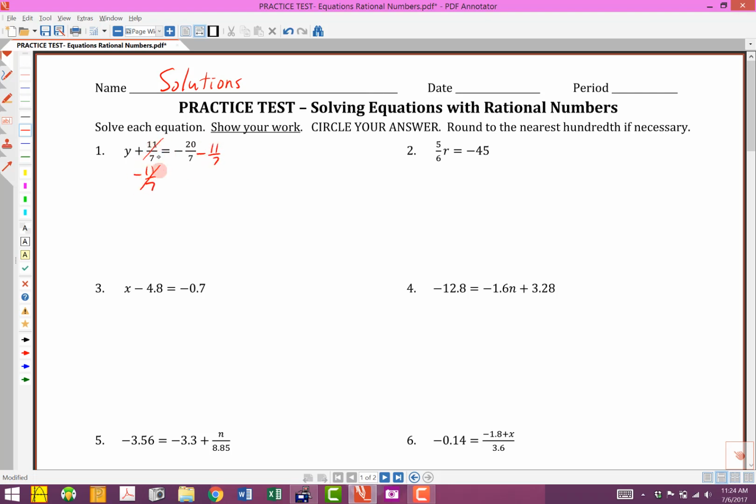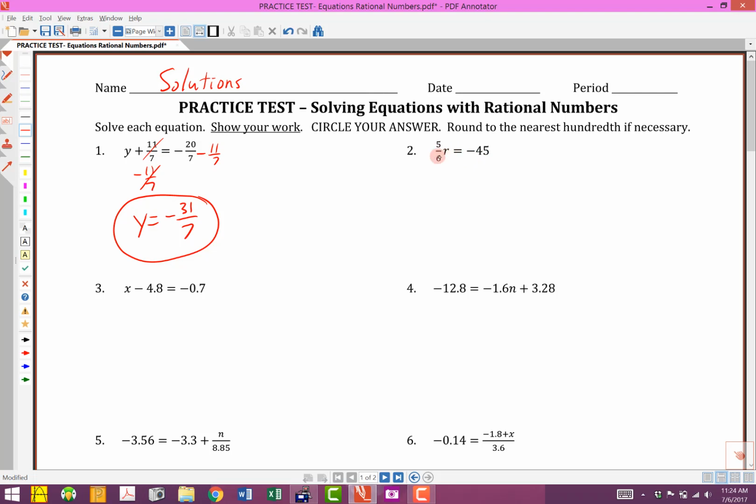Something nice happens over here. Of course, we end up with a 0. Those combine to be 0. They cancel to be 0. And then we've got already a common denominator right here. So same sign, we're going to find the sum. Those are going to combine to be negative 31/7. And this doesn't reduce, and we're not going to change it into a mixed number. So the nice thing about that one is we're all finished right there. That's it.